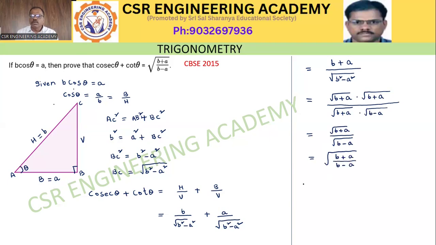So therefore cosecant theta plus cot theta is equal to root of (b plus a) by (b minus a).